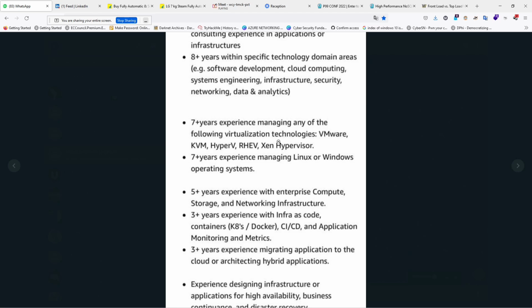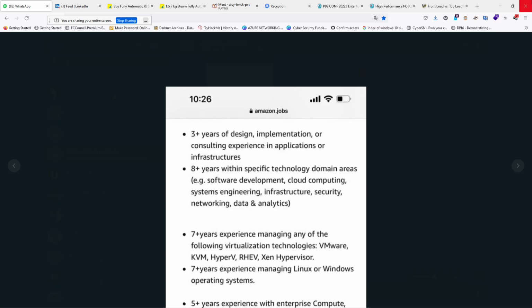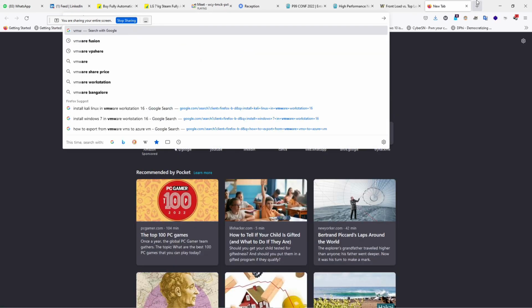Hypervisor is a particular software to manage virtualization environment. And these are the different software names. We have VMware, KVM, and Hyper-V from Microsoft, Red Hat Enterprise Virtualization from Red Hat, then the Hypervisor that we use in the background of the AWS Cloud Platform. So these are the different software that we use for virtualization management.